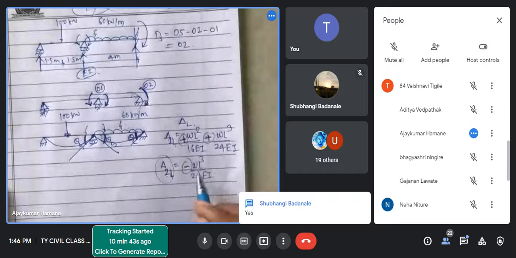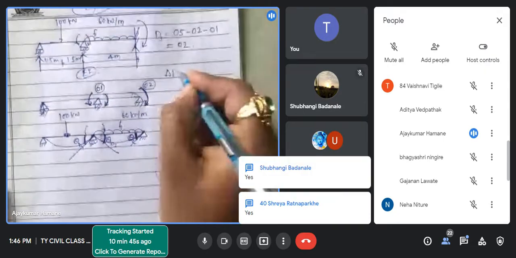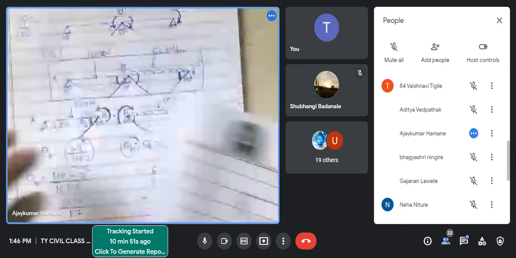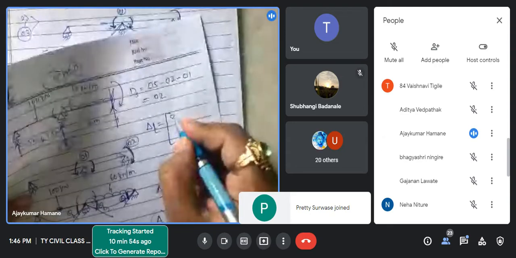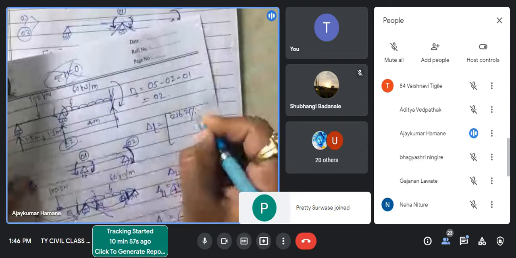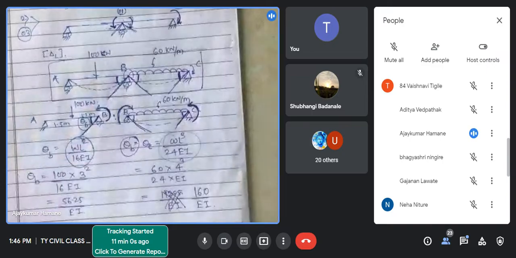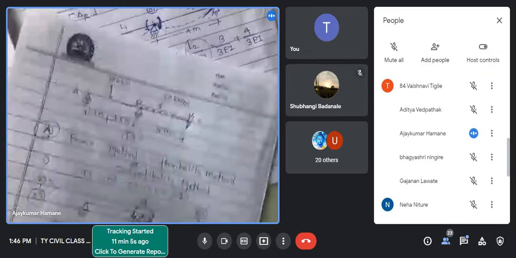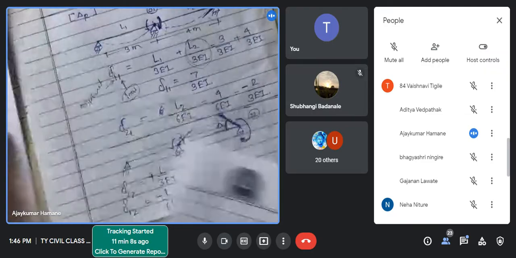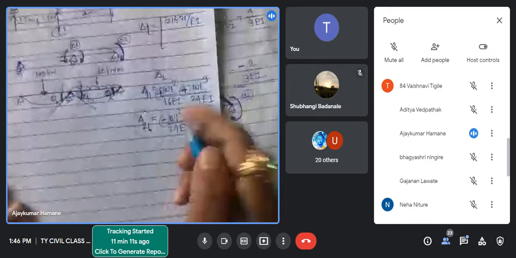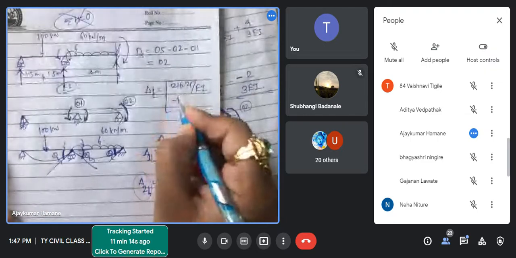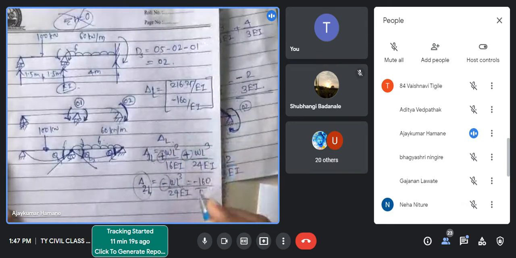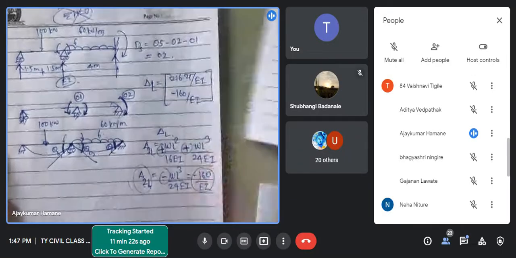Yes, students. Okay. So what we got, delta L equals delta 1 L, that is 216.25 divided by EI, and minus 160 divided by EI. Correct? This value is minus 160 divided by EI. Correct? So this one we go.